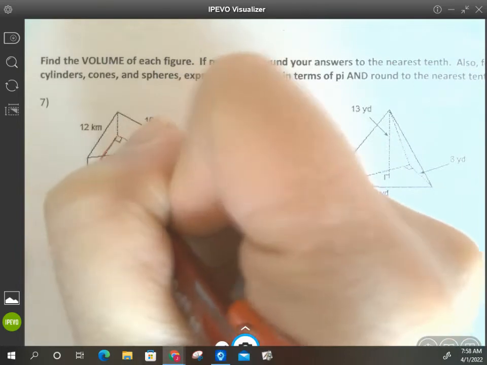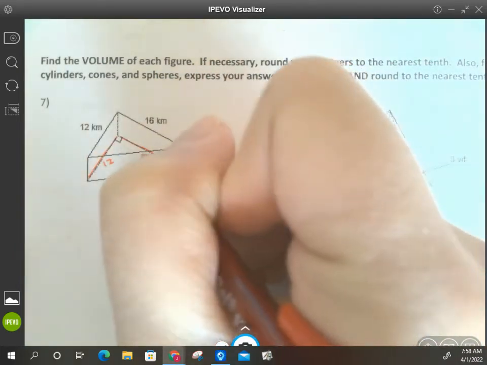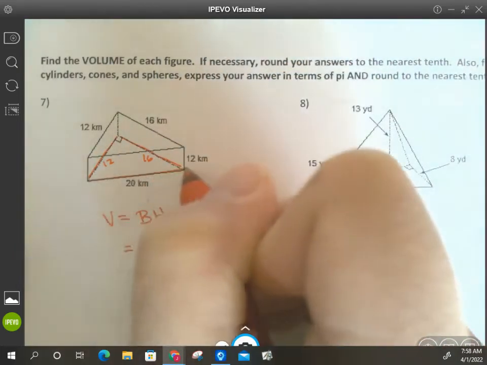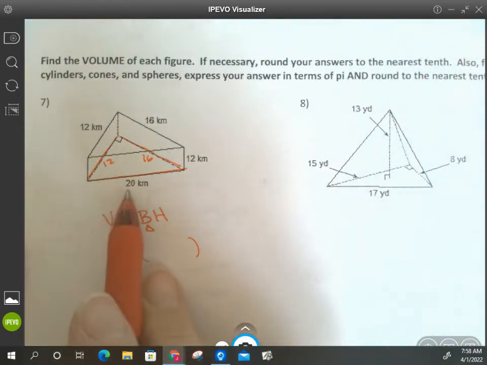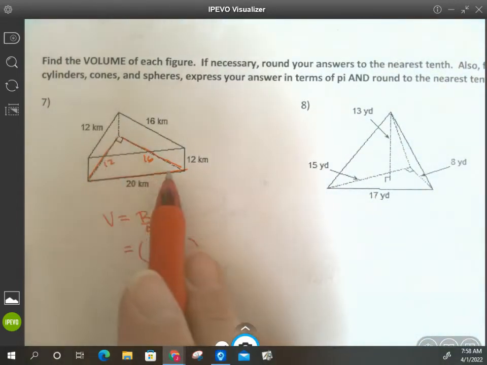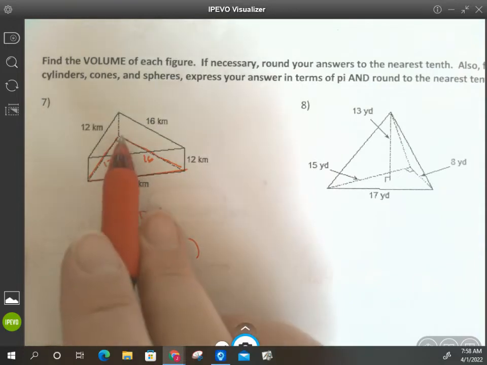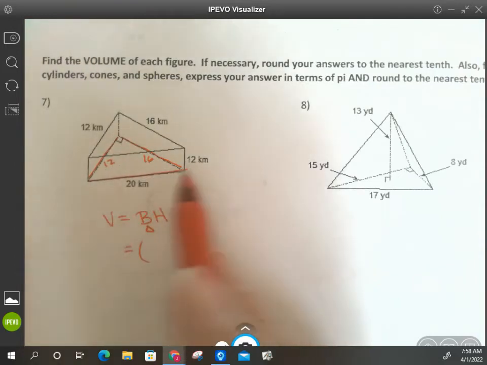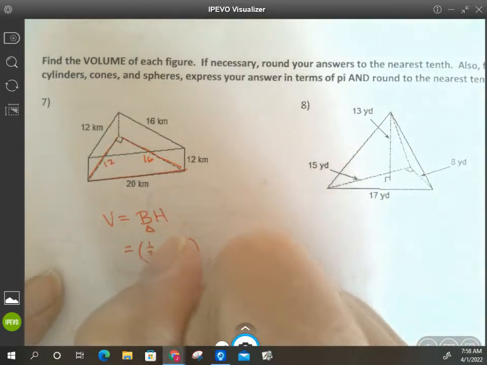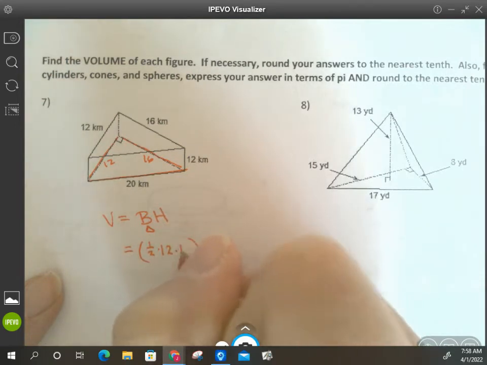And so this was our 12 by 16. Okay, why am I not using the 20? Because 20 is a hypotenuse. I need the base and the height. The base could be any part of it, but the height has to be a 90-degree angle to the other corner. So this would be 1/2 times 12 times 16.